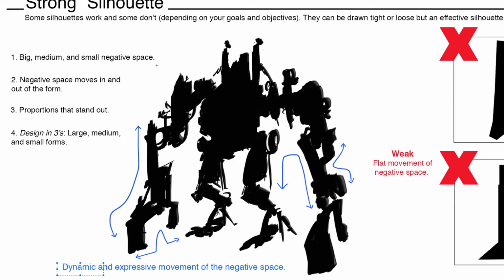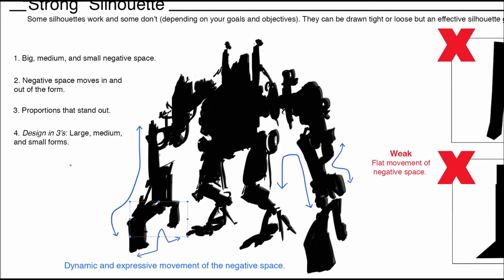Proportions that stand out are a must as well. Just like Shrek, we can tell what this silhouette is all about. It's a bruiser. It's got big wide shoulders, not much emphasis on the legs, and not much emphasis on the head either. When designing, design in threes.